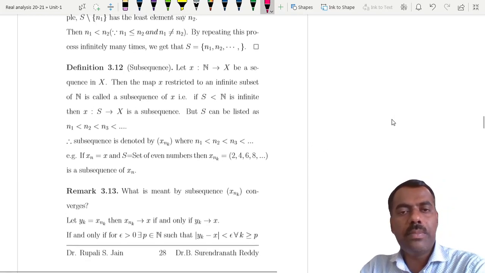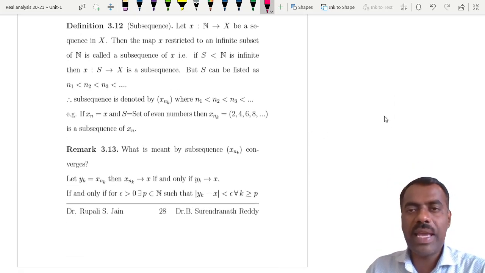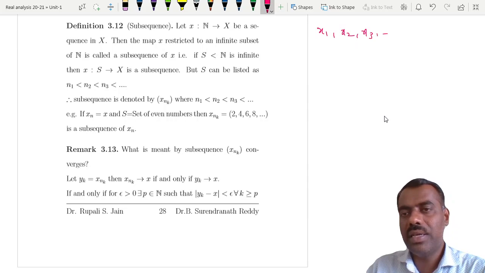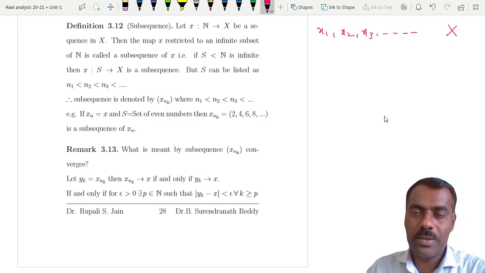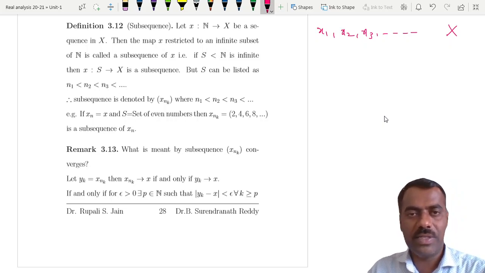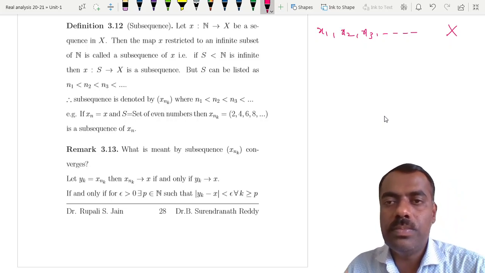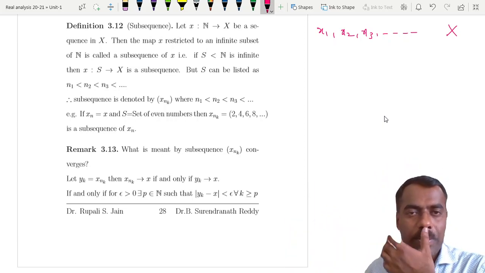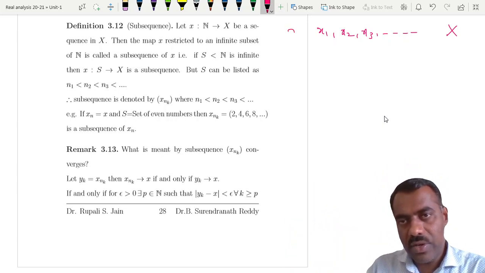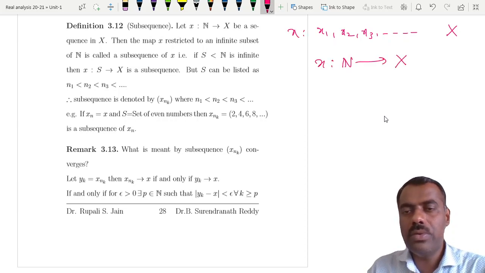Now we come to a subsequence. What is meant by a subsequence? See, suppose you have some x1, x2, x3, and so on, a sequence in X. A subsequence means we somehow pick elements from here, again maintaining some order. So how can we represent this? If we call this a sequence x, then x is a map from N to X.